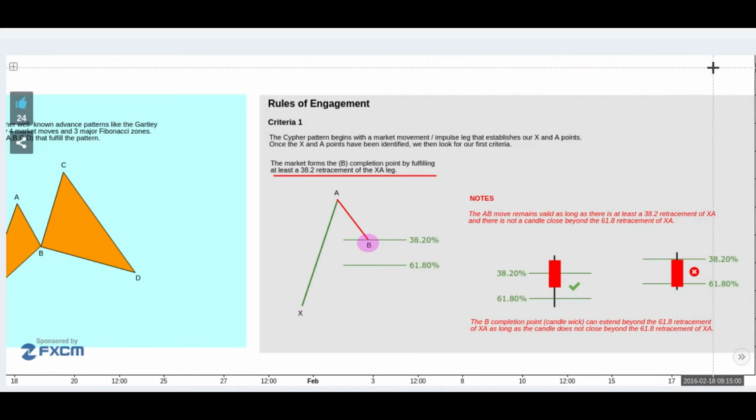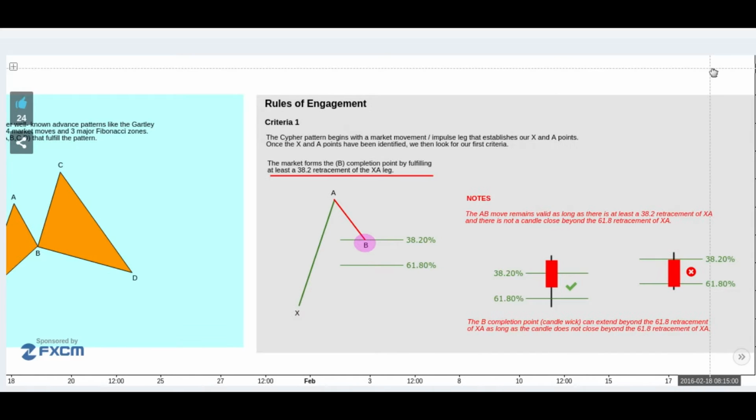Criteria 1. The market forms the B completion point by fulfilling at least a 38.2% retracement of the X to A leg. Note: the A to B move remains valid as long as there is at least a 38.2% retrace of X to A and there is not a candle close beyond the 61.8% retrace of X to A. Note: the B completion point candle wick can extend beyond the 61.8% retrace of X to A as long as the candle does not close beyond the 61.8% retrace.